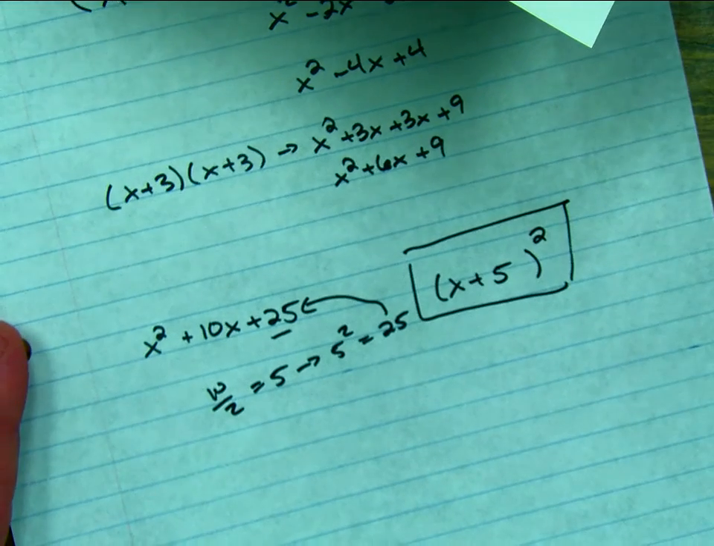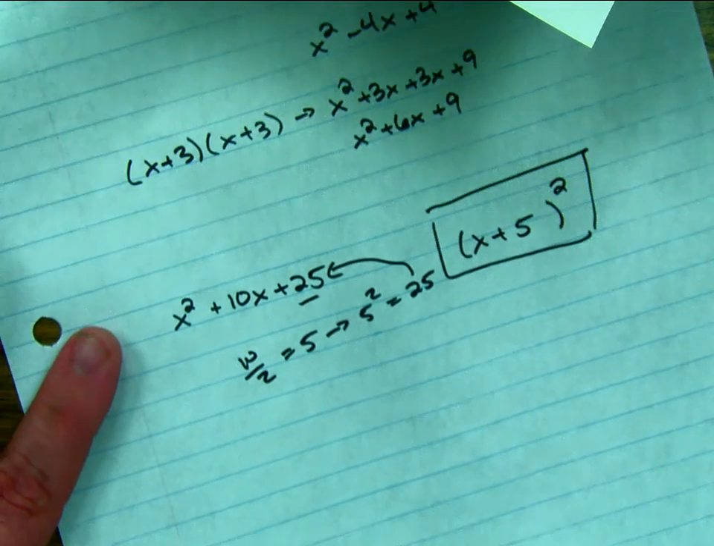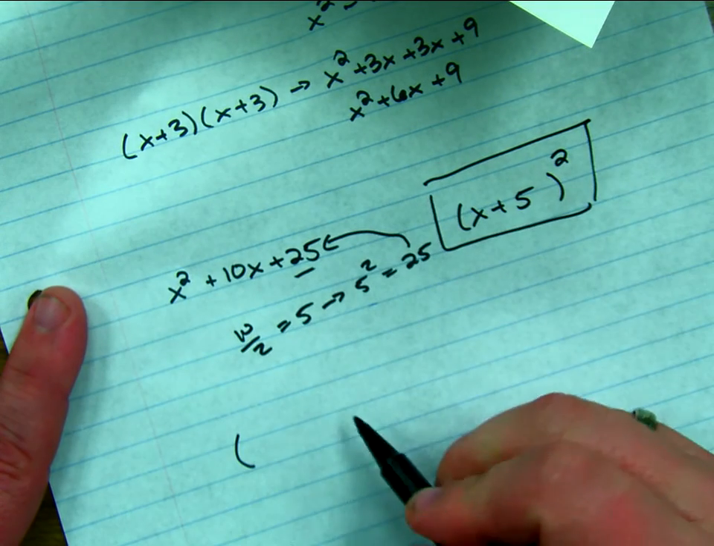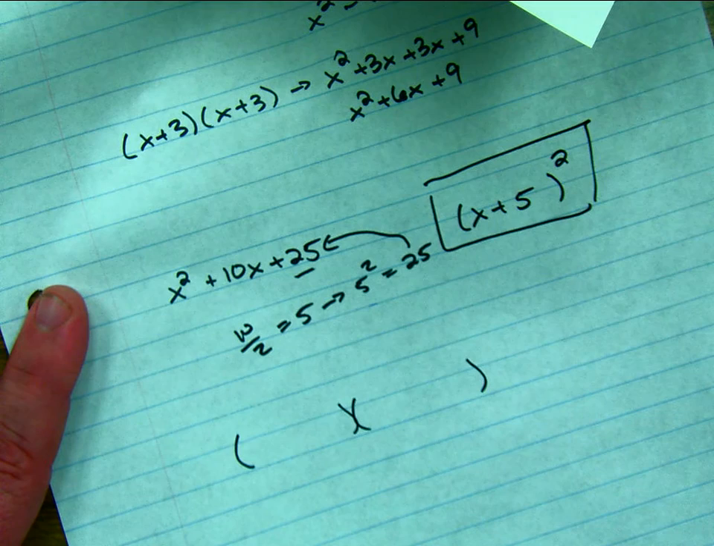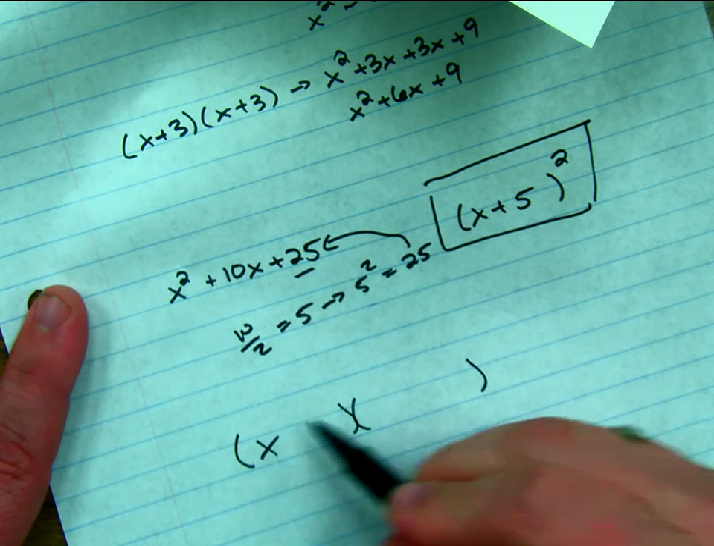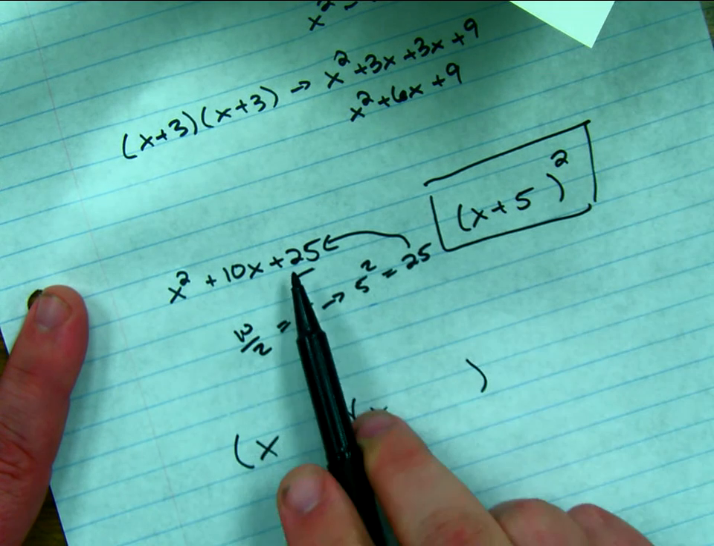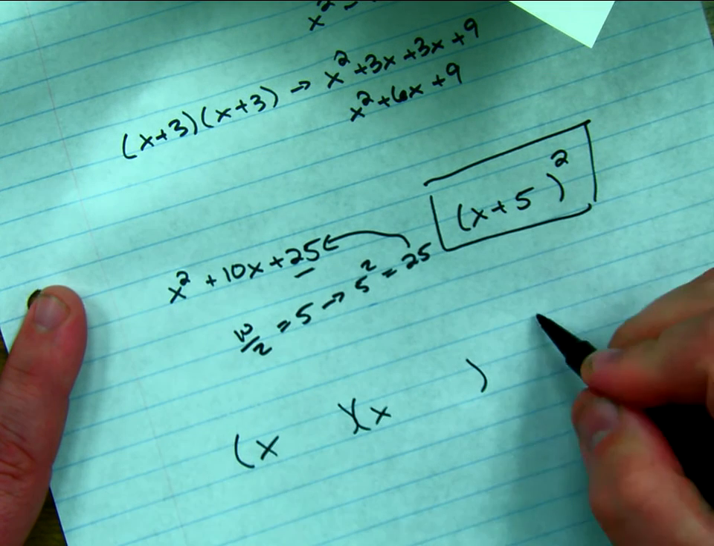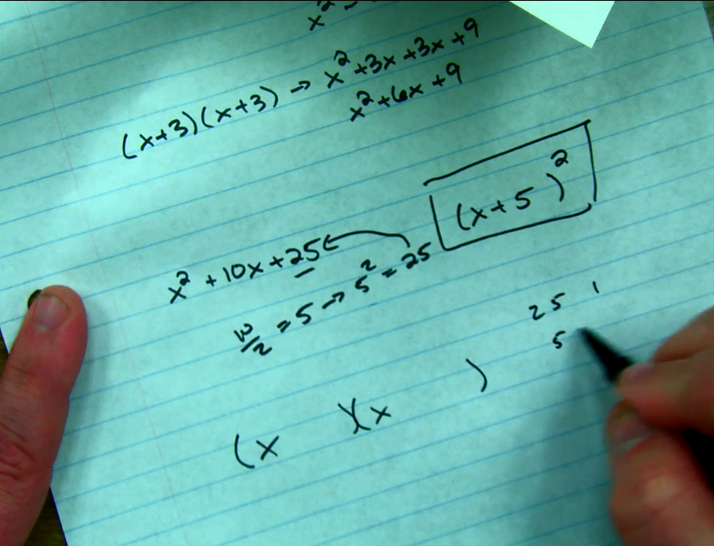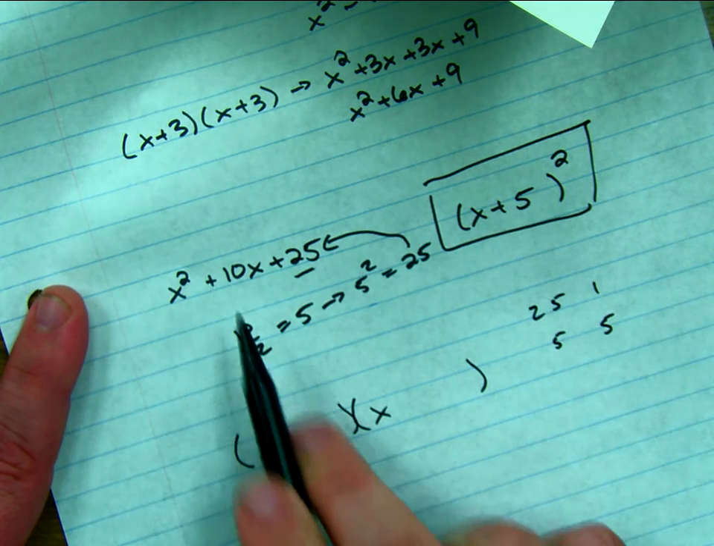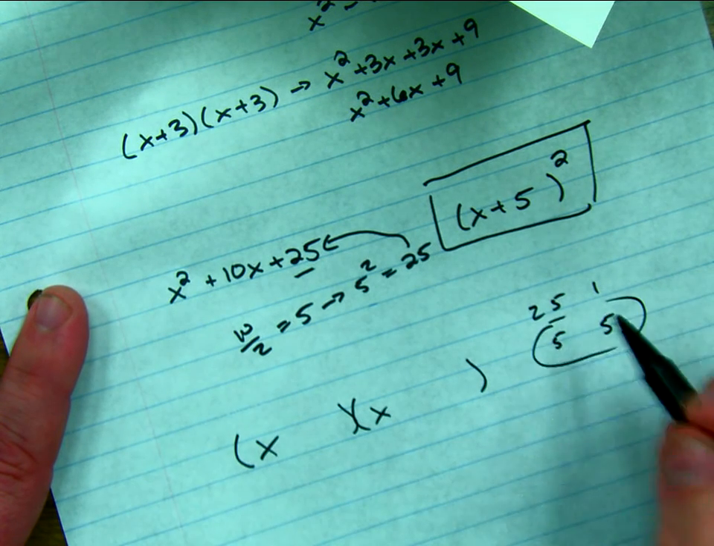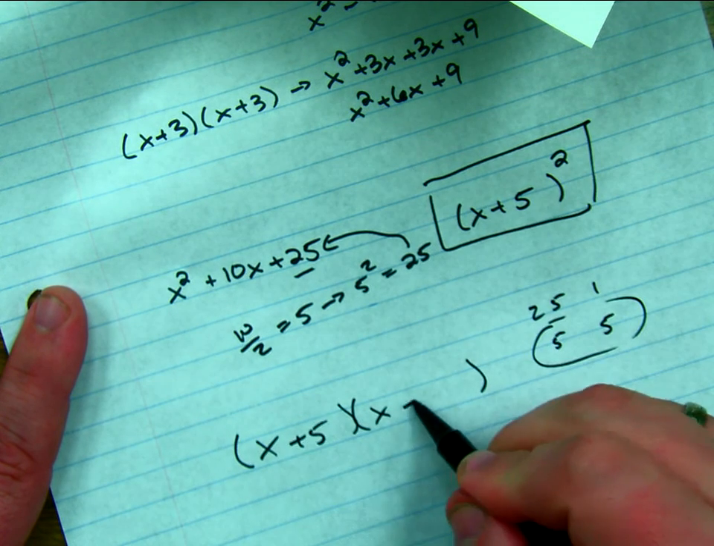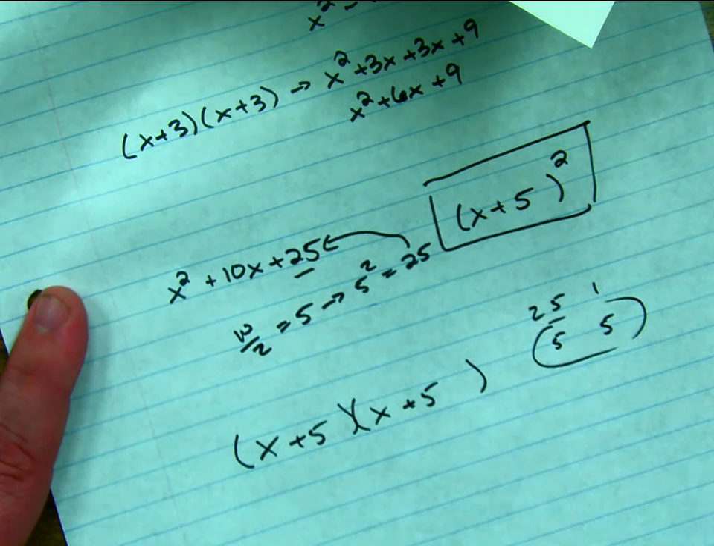This is intended to make the problem easier. You are still more than welcome to break it up like we did in part A, an x here, an x here, and think of two numbers that multiply to 25. Well, that's 25 and 1, or 5 and 5. Which of those adds up to 10? The second case, obviously. It's x plus 5, x plus 5, so our answer is x plus 5 squared.